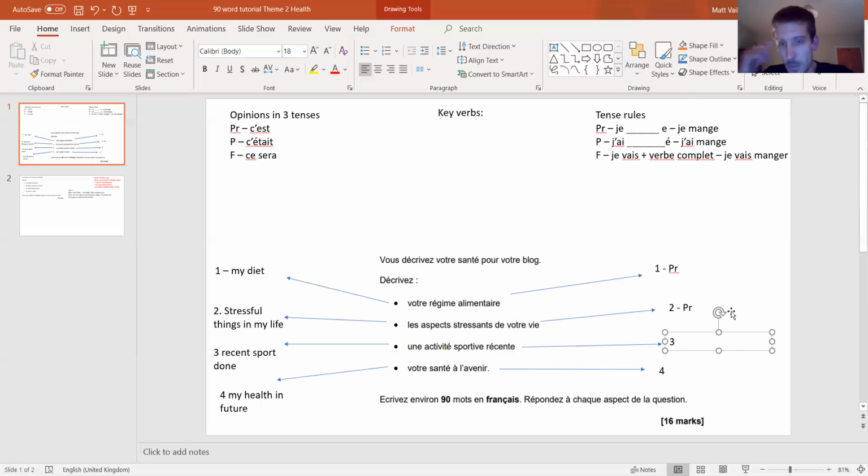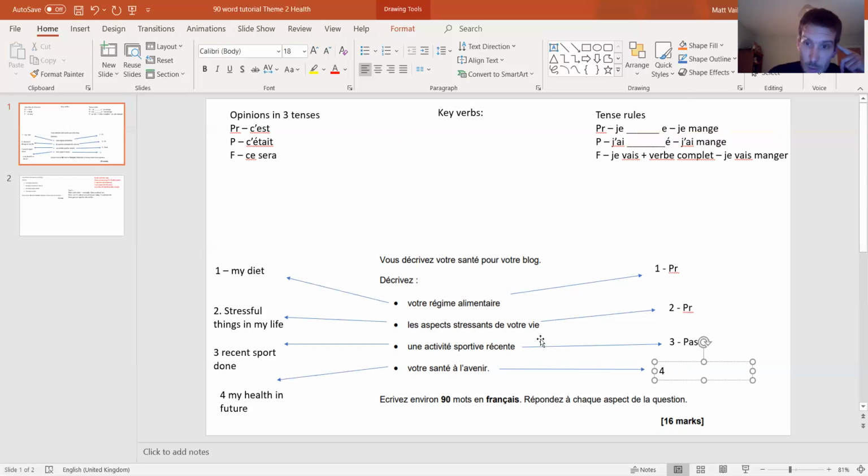A lot of the time the bullet points will actually force you to give an opinion, like your favourite sporting activity. But anyway, the third bullet point, recent sport done. Well, that's obvious, it's recent. They tend to use recent, you will notice that from the last one, or recently. So let's go with past. I'm actually going to write past there rather than P. And then the last bullet point, your health in the future. Well, that's pretty obvious. As long as I do à l'avenir, that's fine.